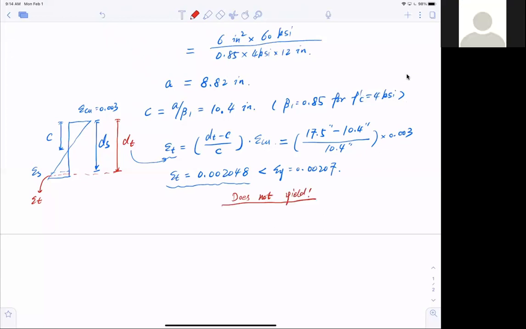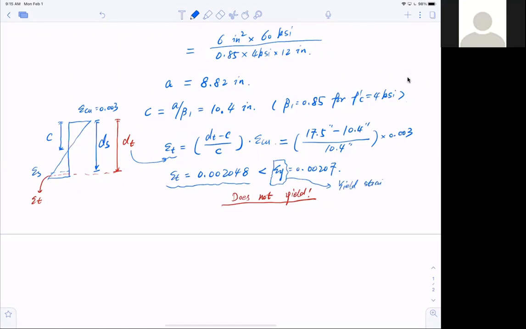Yeah, I have a question. Go ahead. Where did you get the 0.00207 from? Think about it. Is it epsilon y? Is it the yield strength or the strain rather? Well, what is epsilon y? That is the yield strain of the steel.